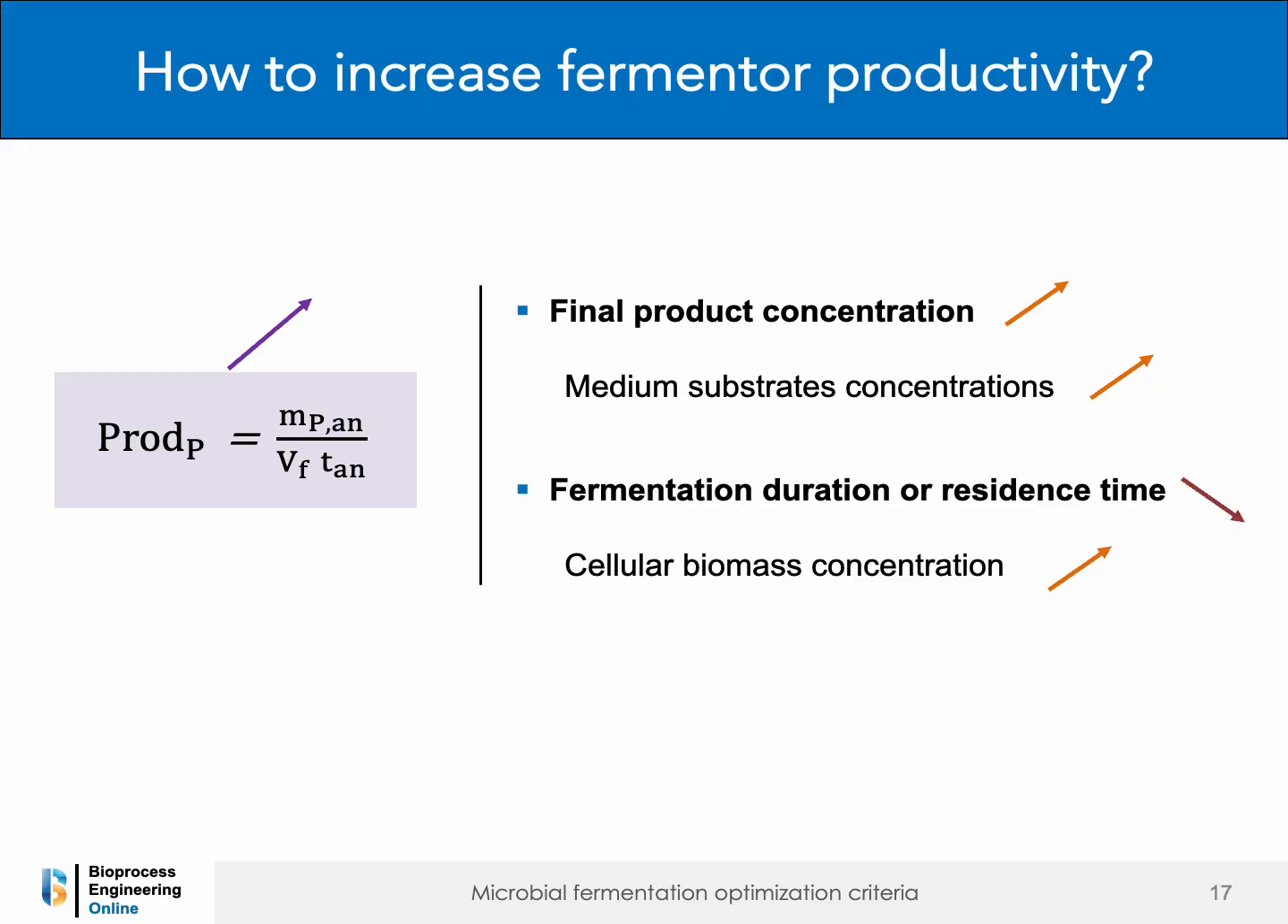The second approach is to reduce the process duration. In batch fermentations, this corresponds to shortening the fermentation time, while in continuous systems, it involves decreasing the residence time. Shorter process times increase productivity by allowing more production cycles per year or a higher throughput. This intensification of the process is mainly achieved by increasing the biomass concentration during fermentation, which enhances the overall rate of product formation.